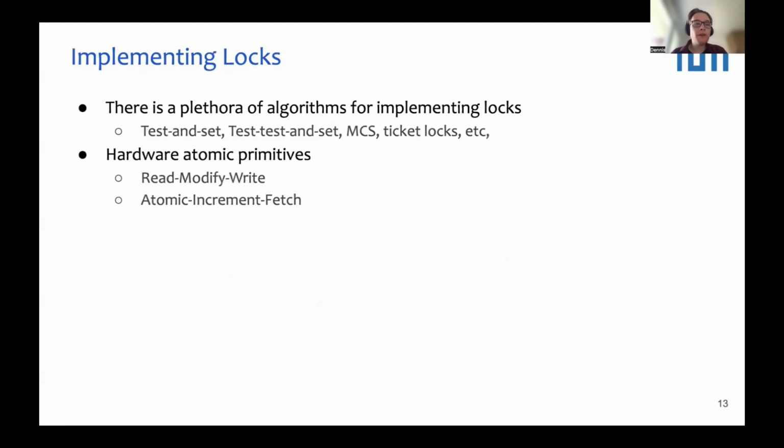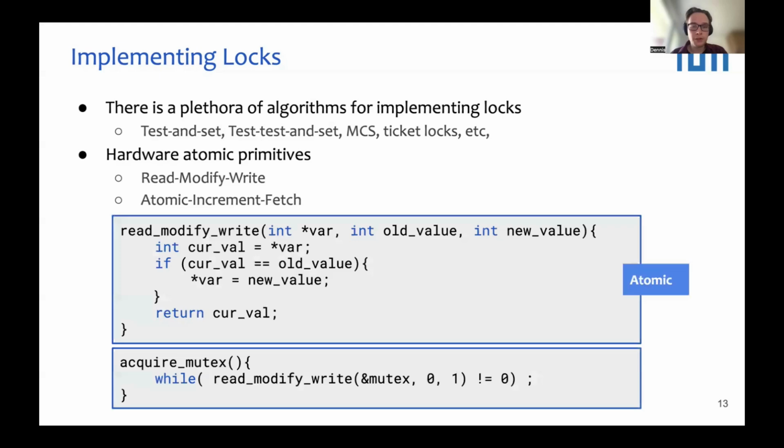So there are various ways of implementing locks. There is, for instance, test and set, test and test and set, MCS, and ticket locks, and various more. Generally, these are implemented with atomic primitives provided by hardware, of which we see an example here.